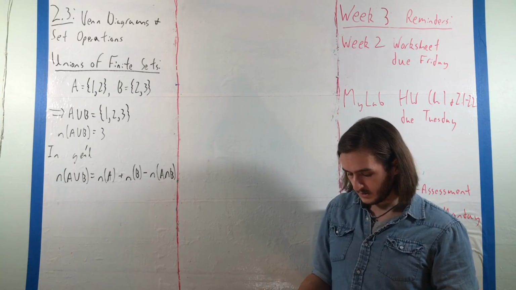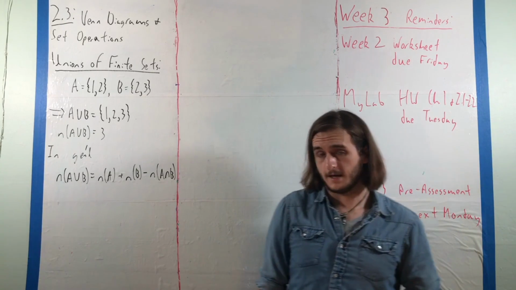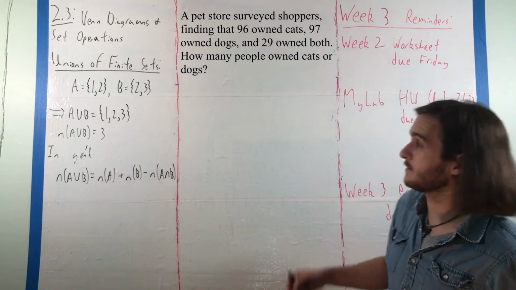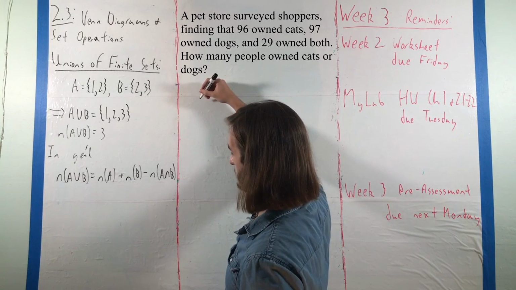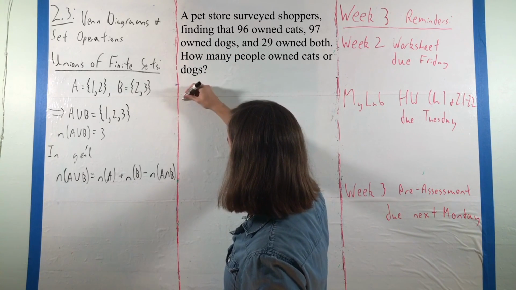And to make sure that we understand this, take a quick look at an applied example. Here, we're given the statement that a pet store surveyed shoppers, finding that 96 owned cats, 97 had dogs, and 29 had both. How many people owned cats or dogs? A pretty basic setup for this type of problem. What we want to find is a cardinality.